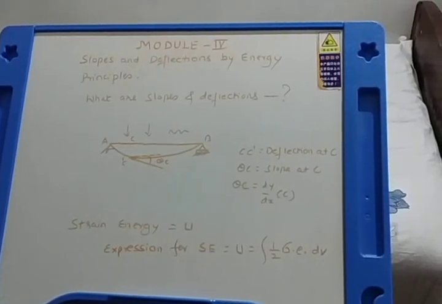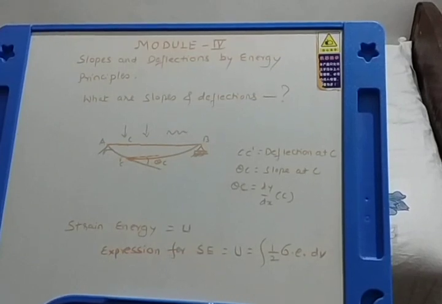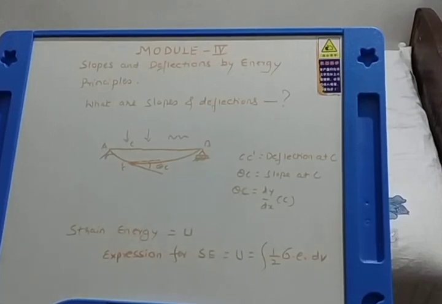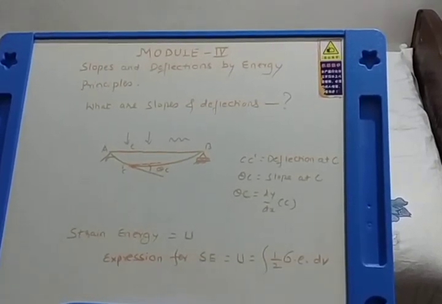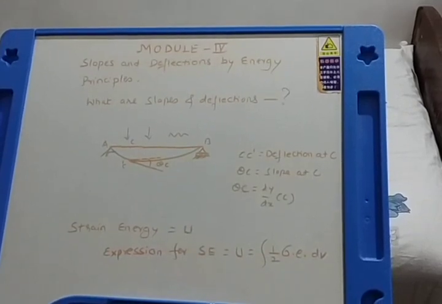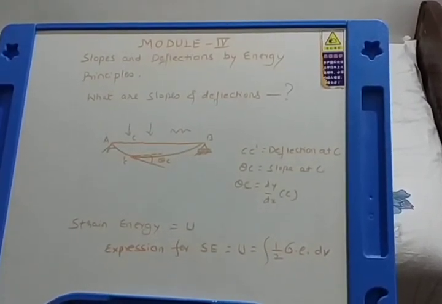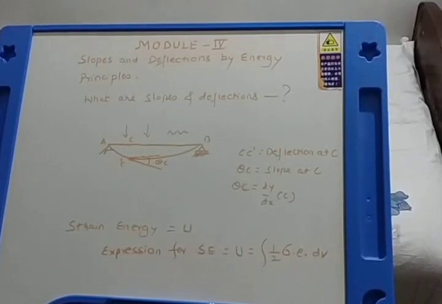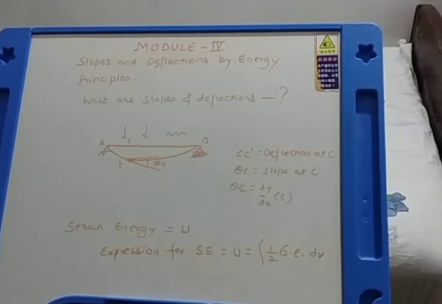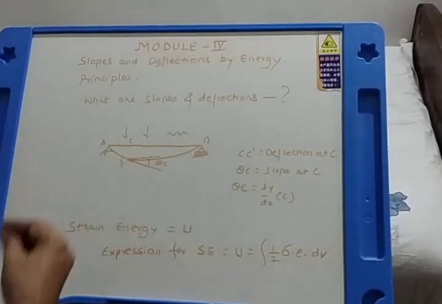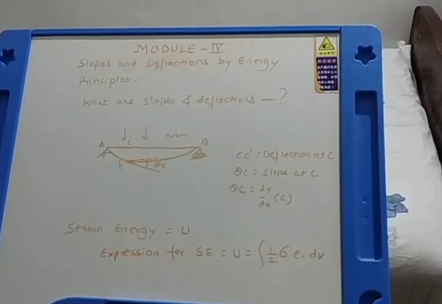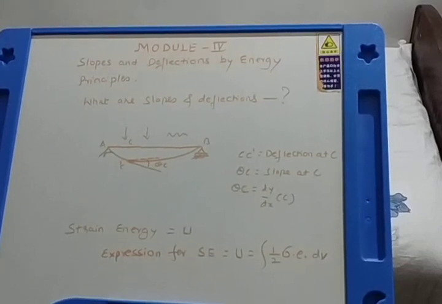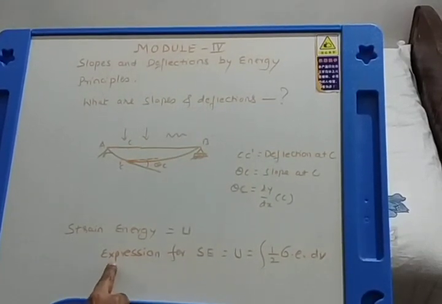And we are going to find out slopes and deflections using energy principles. You know what energy is? We have known the definition of energy as the capacity to do work. But we have a different kind of energy in structural analysis, called strain energy. And what is strain energy? Strain energy is defined as energy stored in the structure while the structure is being strained. That means when you load it, the structure will experience strains, and the energy stored in the structure while it is being strained is known as strain energy.